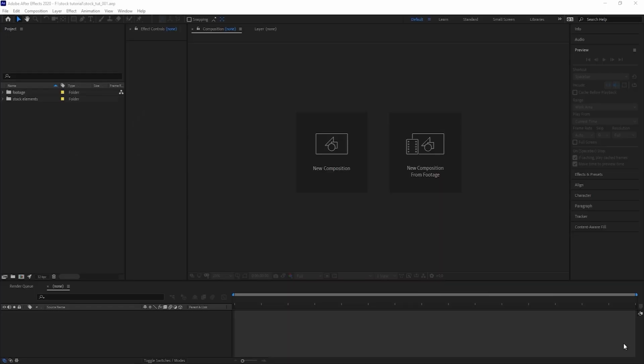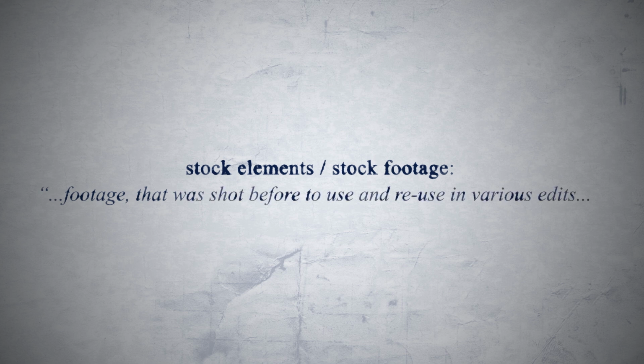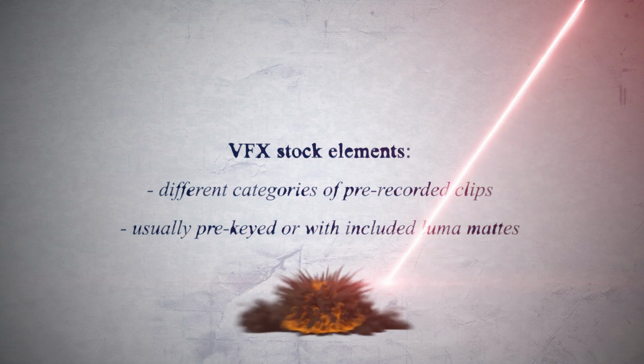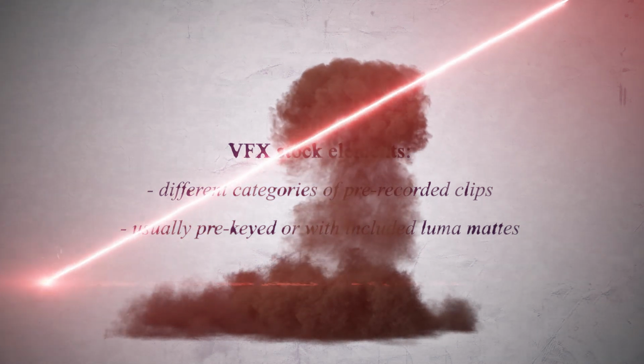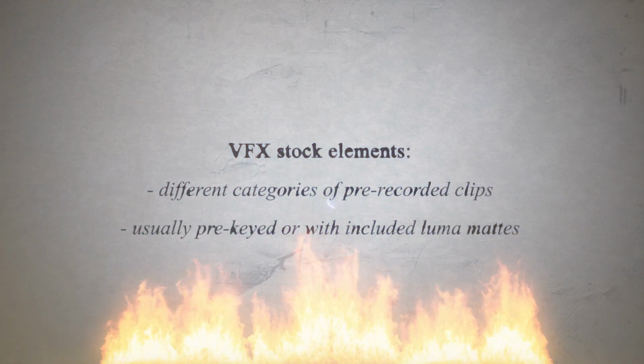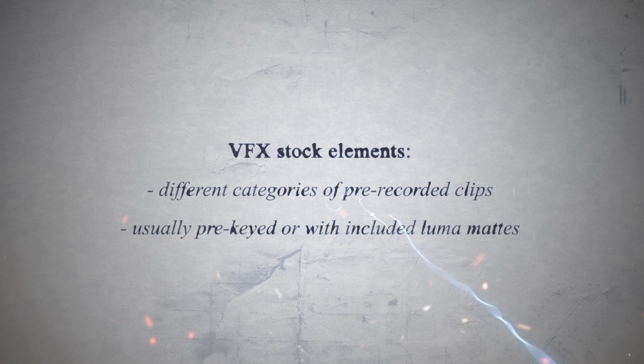Into After Effects. So before we even start, let me quickly tell you what stock elements actually are. Normally in film you speak of stock footage, which is footage that you have shot previously and that you can reuse for different films or shots. In this case we use visual effects stock elements, so VFX stock elements. That means we have different categories like explosions, fire, dust, debris, you name it. And you can have all of this as assets for your visual effects shots to enhance them or to simply make them possible.